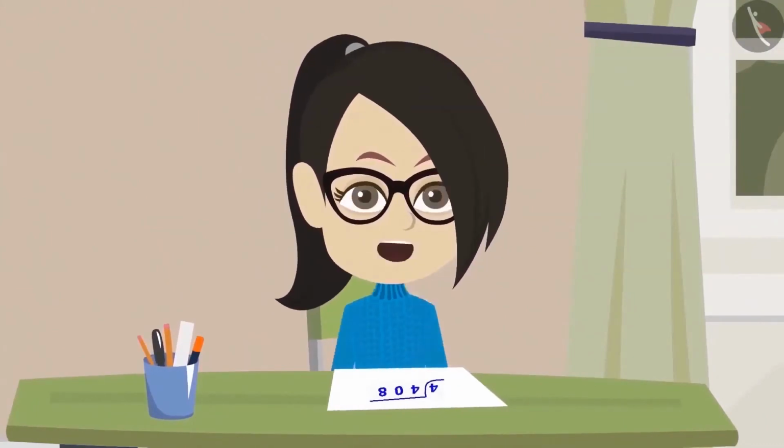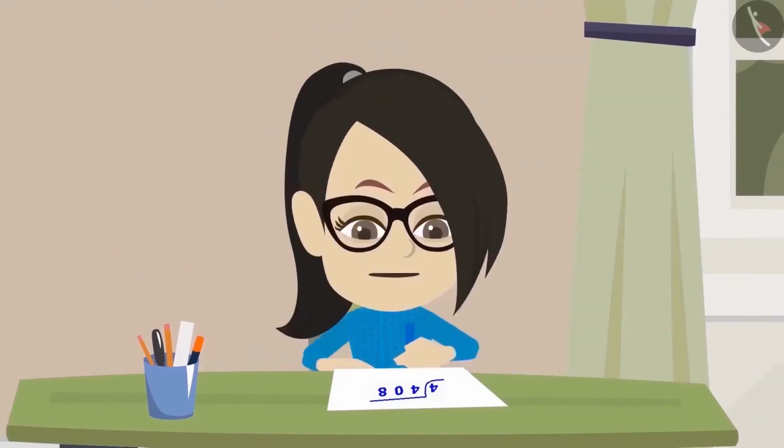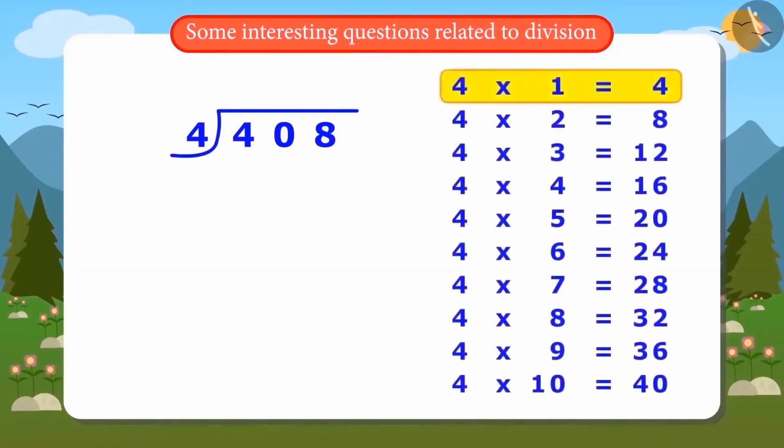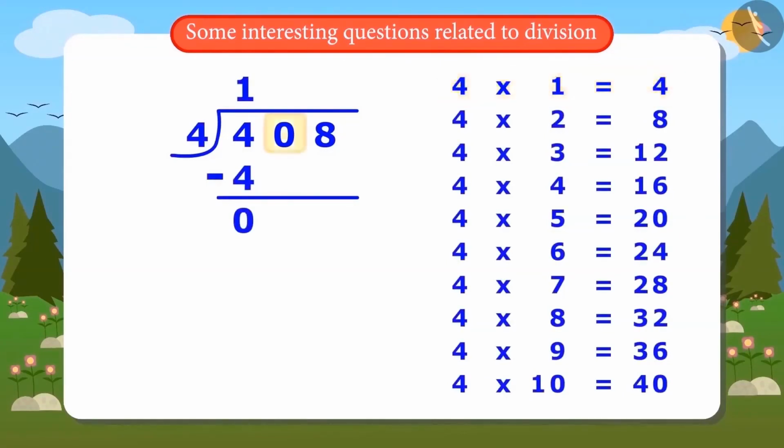We have already learned how to divide 5-digit numbers. This is just a 3-digit number. So solving this will be very easy. Let's solve this now. First of all, I will write 408 and 4 like this. Now we'll start dividing. 4 ones are 4. Remaining is 0. Now write down the next number 0.